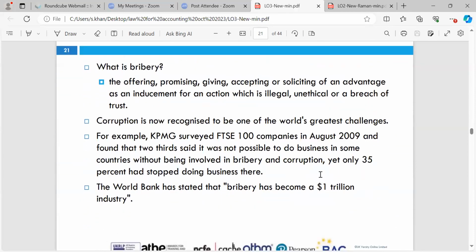Corruption and bribery. What is bribery? The offering, promising, giving, accepting, or soliciting of an advantage as an inducement for an action which is illegal, unethical, or a breach of trust.